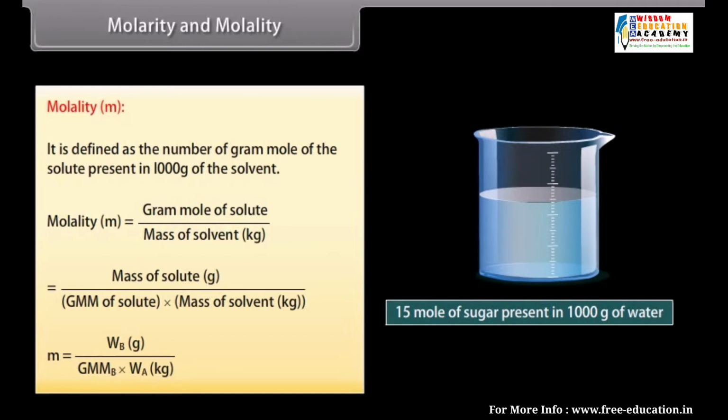A solution containing 1 mole of solute per 1000 grams of solvent has molality equal to 1 and is called a molal solution.